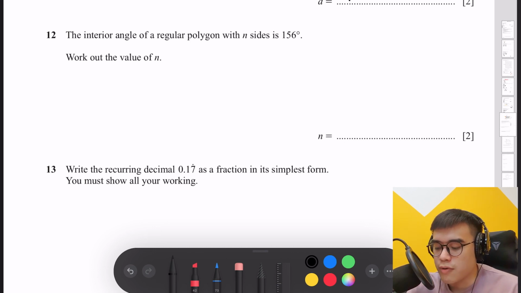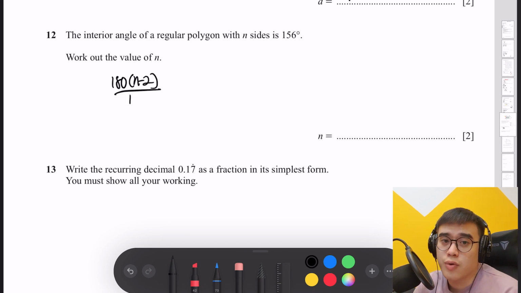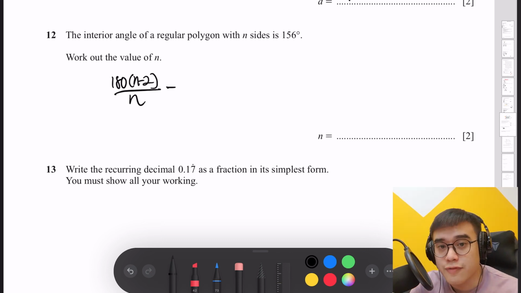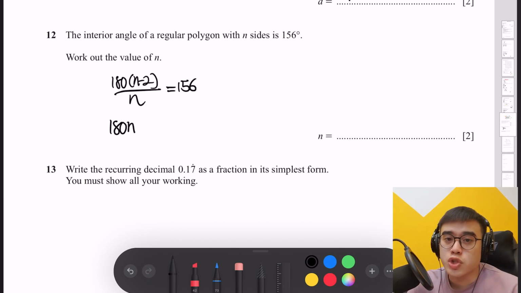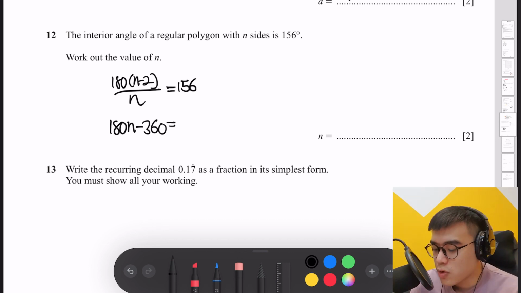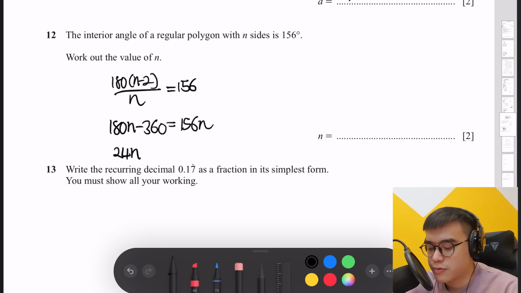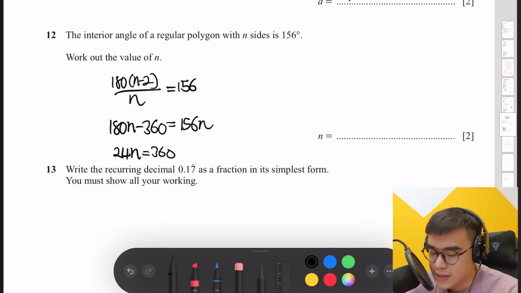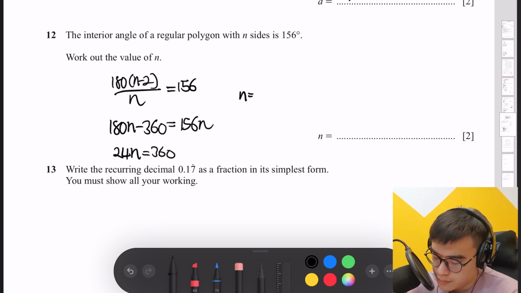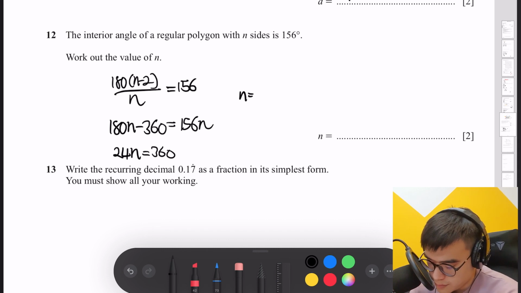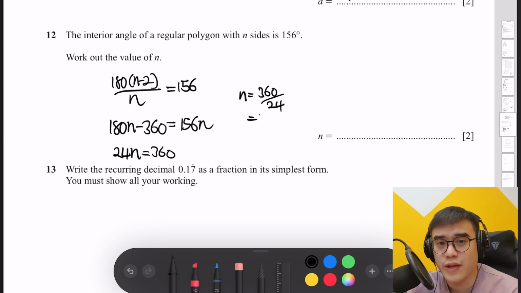Question 12, a regular polygon has n sides, with an interior angle of 156. So use the normal interior angle formula: 180 multiplied by (n minus 2) divided by n equals 156. By running the calculation, you should be able to get your result as 15.